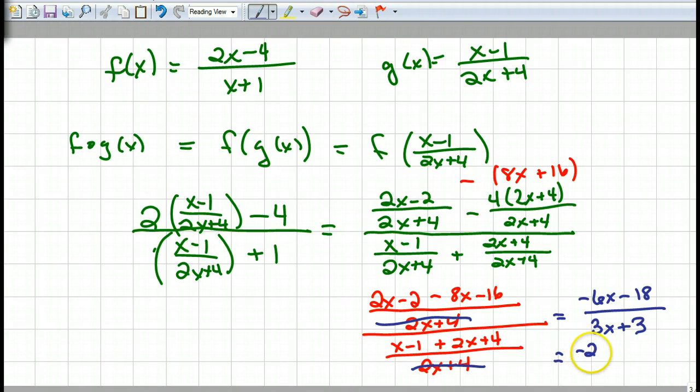We have negative 2x minus 6 over x plus 1. Can those cancel? Nope, they have to have the exact same polynomial to be able to cross them out. So this is my answer right here. Nope, that's as simplified as you can go. Why couldn't they just tell us this in the beginning?